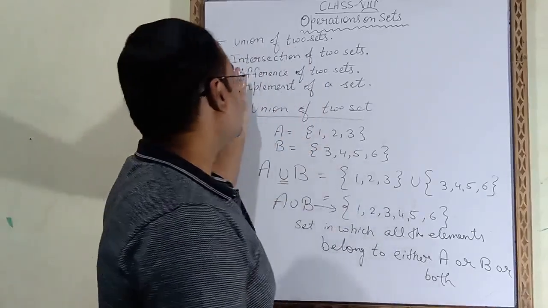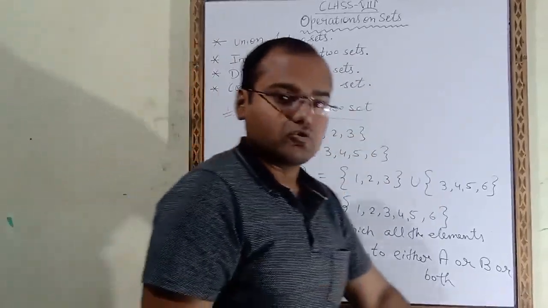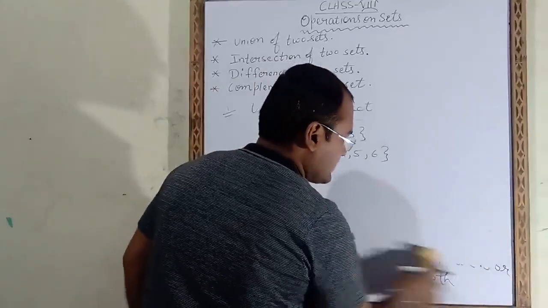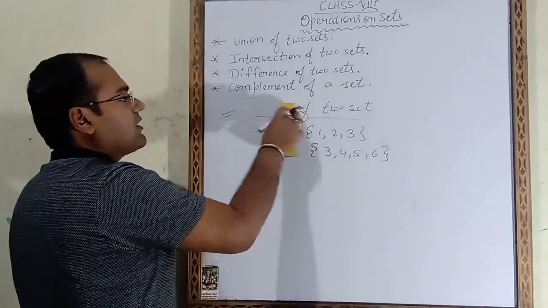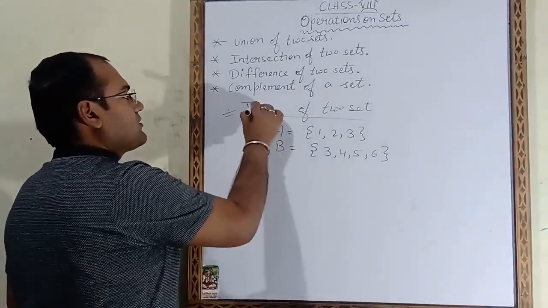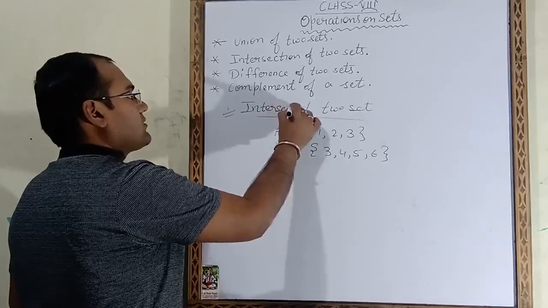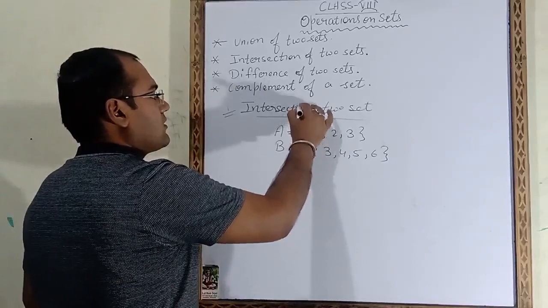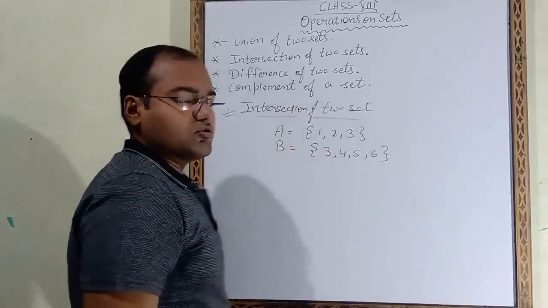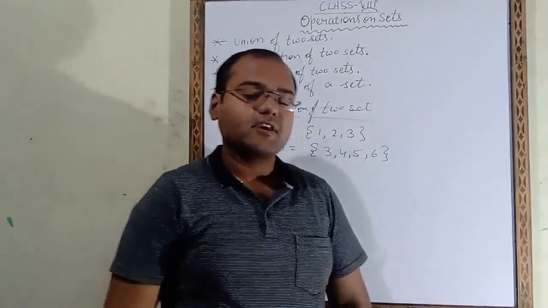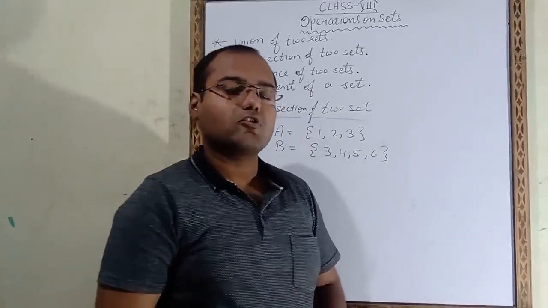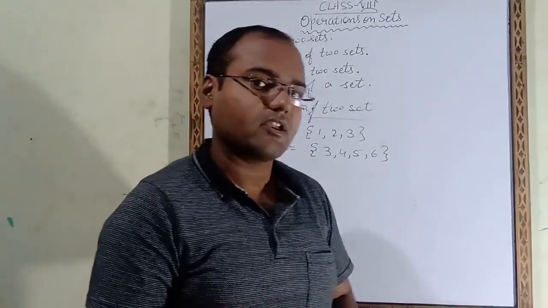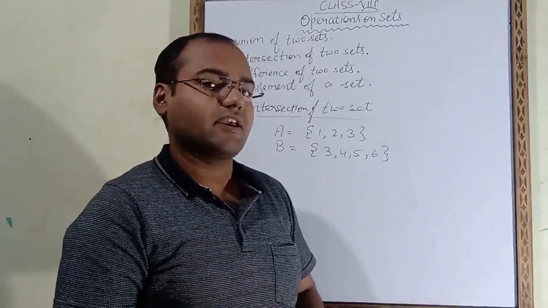Now the second topic is intersection of two sets. Intersection of two sets: it is a set in which all the elements belong to both set A and B. Here it is not either A or B. Here it will be both set A and B.